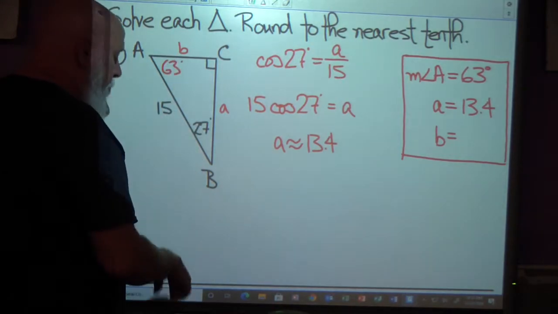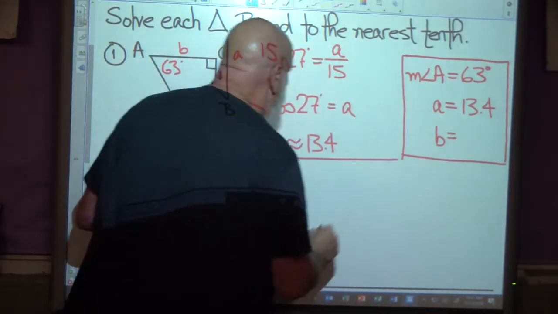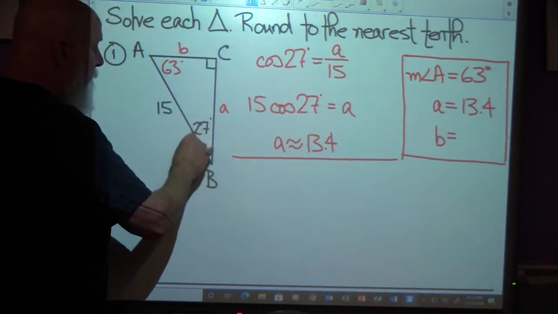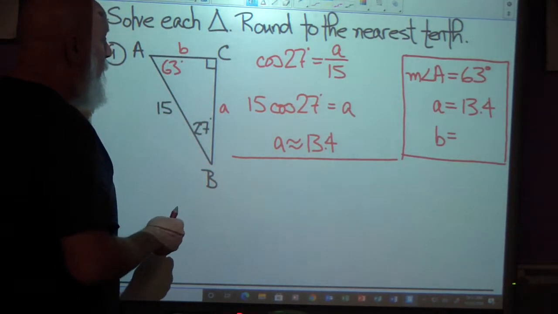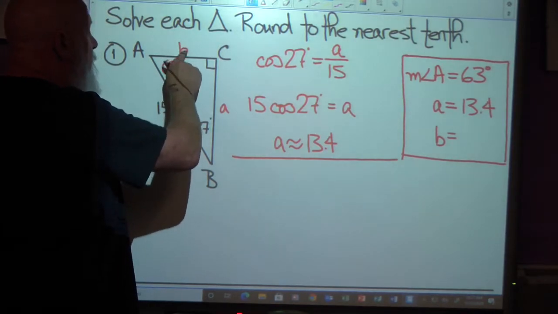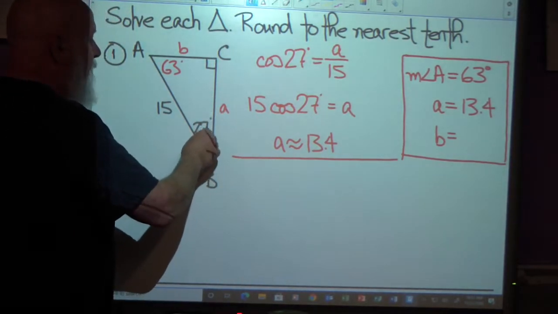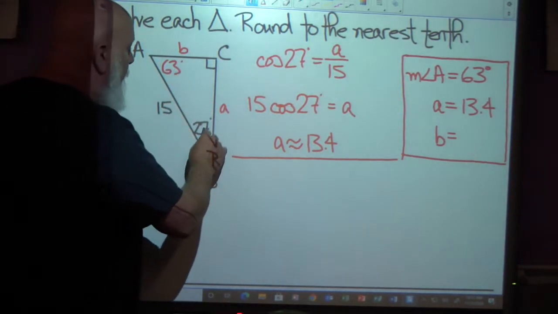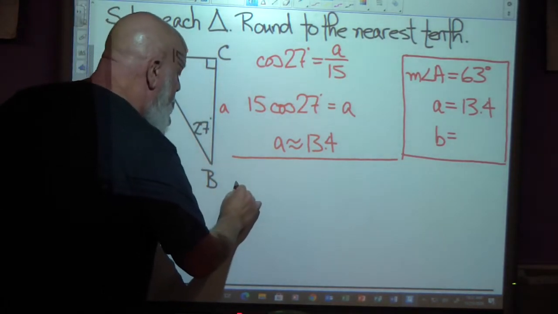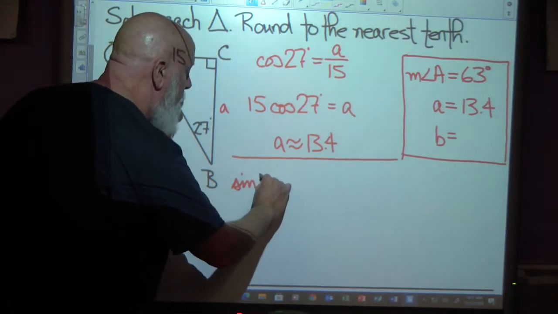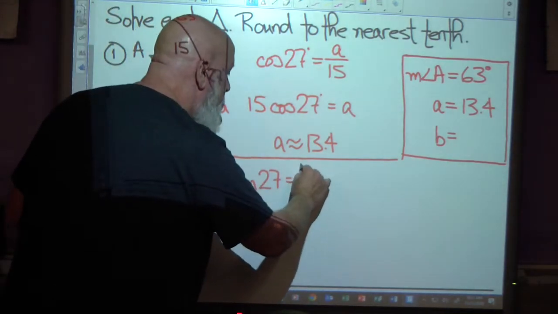Now I'm going to find side B using a similar technique. From this perspective, the sine of 27 degrees is B over 15. That just gives me one unknown. Or I could say the cosine of 63 is B over 15. I'll get the exact same answer either way. Since I started with 27, I'm going to stick with 27, but it doesn't matter. I could go with 63 and just use the cosine function. But from here, I'll say opposite over hypotenuse. I'll say the sine of 27 degrees is B over 15.